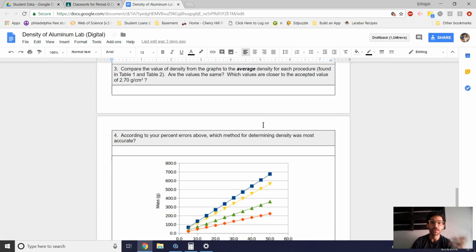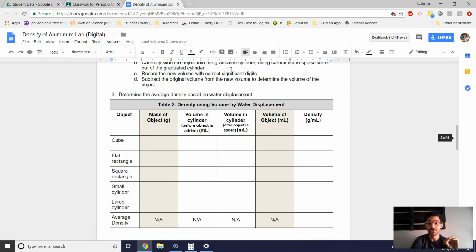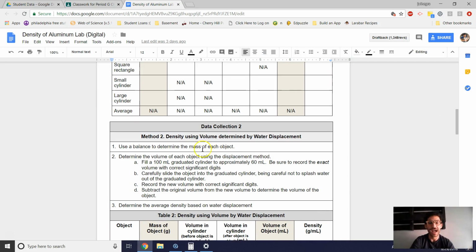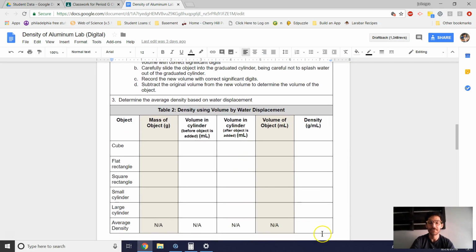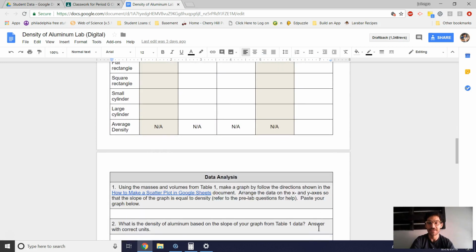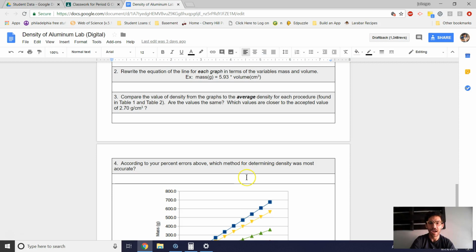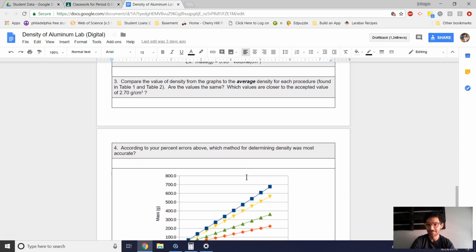You want to compare your densities from the graphs to the average densities you calculated for each procedure. Those are in your tables where you have the average density line. So look at your graph, for instance for method 2, and compare the slope from your graph to the slope from your average density. If they're different, why do you think they're different? And which was more accurate?